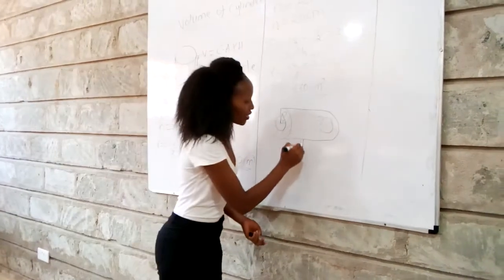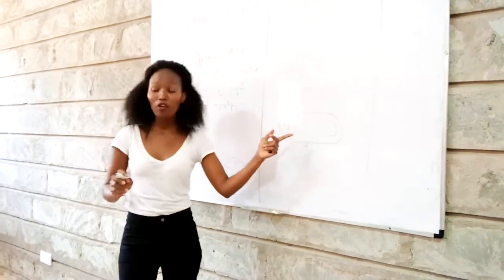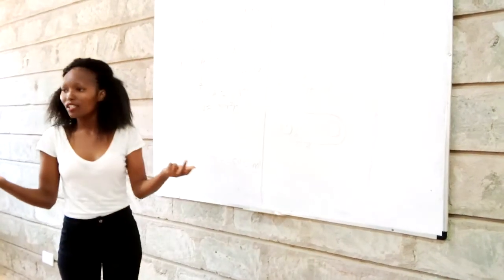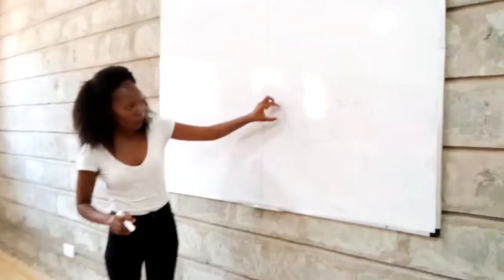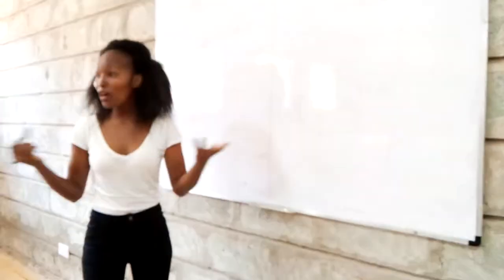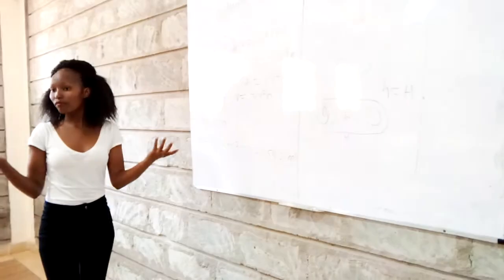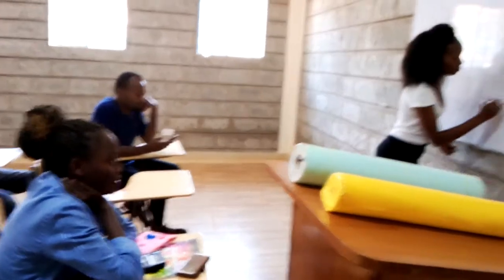We have the height, and from this, how does the height of the internal one and the external relate? They are the same. So, how do we get the volume of this material used to make that pipe? Anyone with a clue? The volume of the bigger cylinder minus the volume of the smaller cylinder.